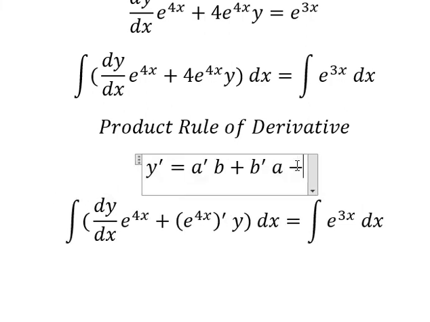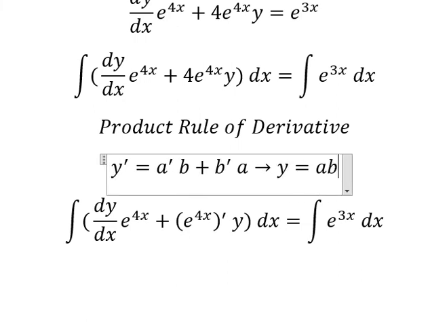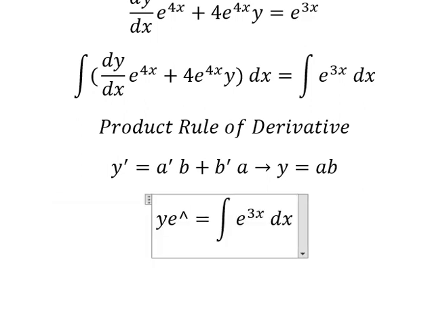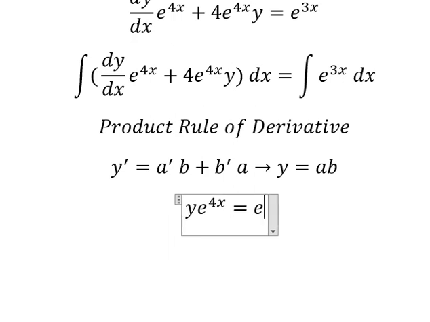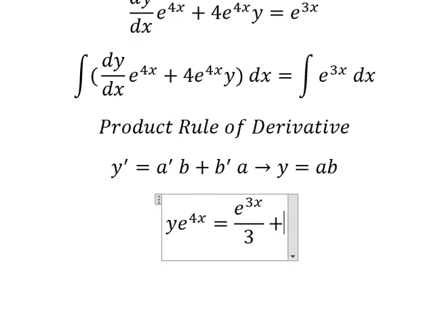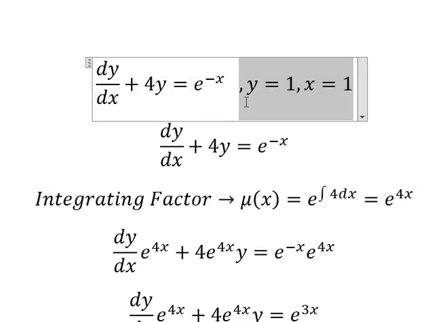So the integration of this one, we have y equals ab. So the integration of that one, we have y e to the power of 4s. This one, we have e to the power of 3s over 3, and I will put c. Now we have the conditions in here.